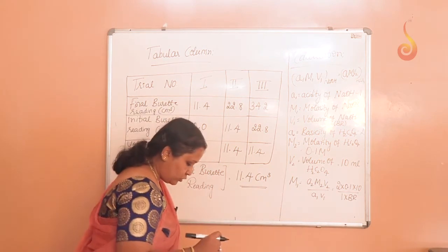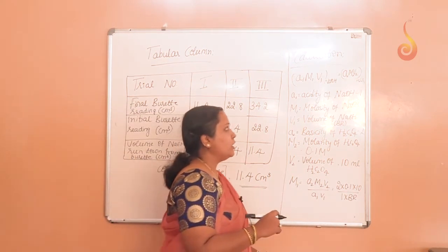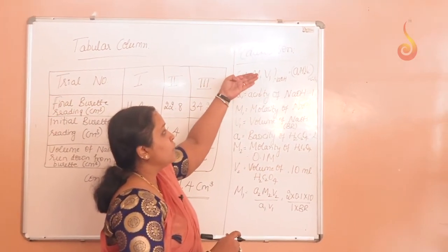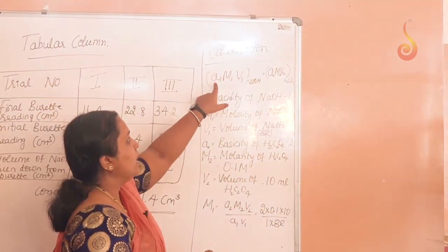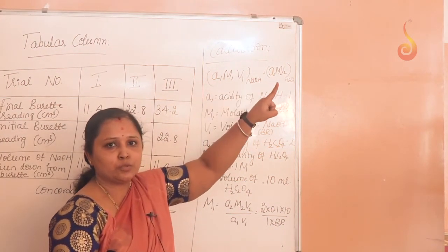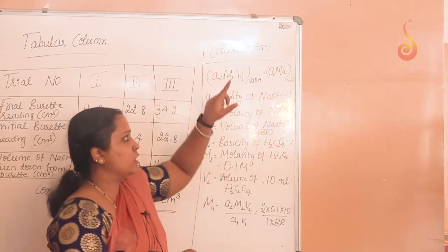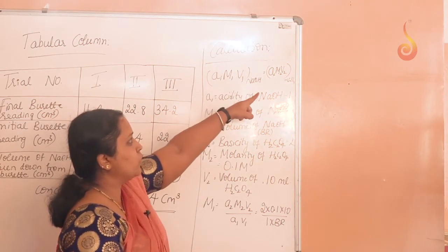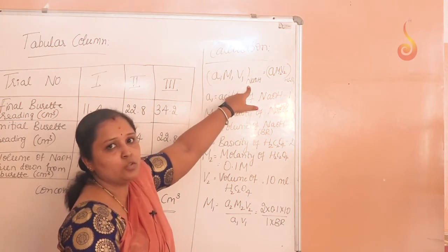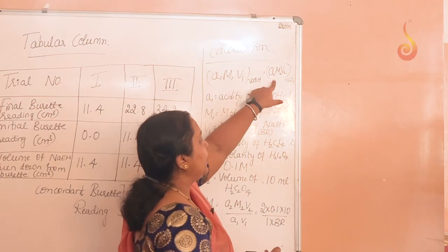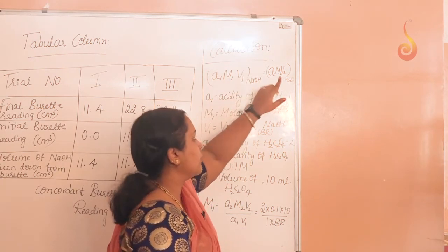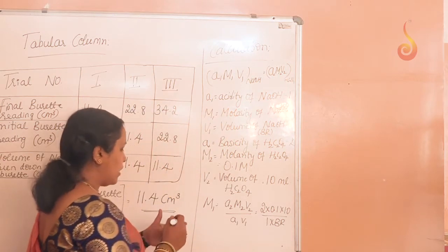To calculate the molarity of sodium hydroxide solution, we use the molarity equation, which is A1 M1 V1 is equal to A2 M2 V2. Since we are taking two solutions, it is A1 M1 V1 is equal to A2 M2 V2. A1, M1, V1 are of the unknown solution, which is sodium hydroxide, and A2, M2, V2 are of the known solution, which is oxalic acid solution. Now, what is A1?